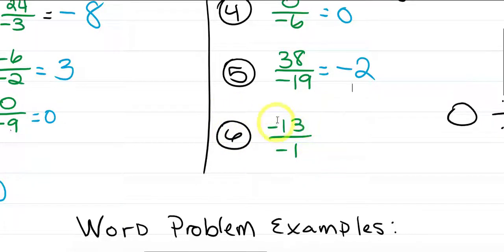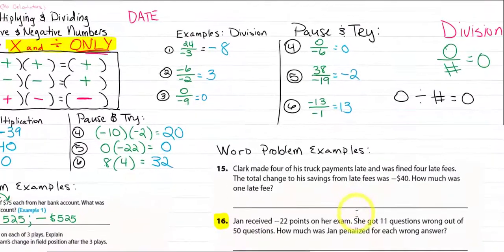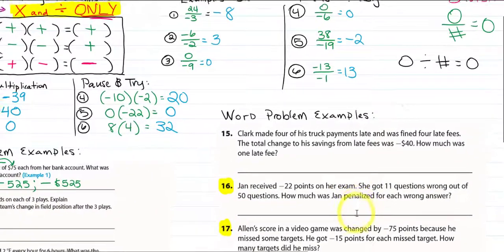And number 6, you have a negative number being divided by a negative number. Both of them are negative. So the answer will be a positive, and 13 divided by 1 is 13. If you have any questions, please make sure you write them down in your notebook. You can send them to me on our class Remind, and we can go over them in class.